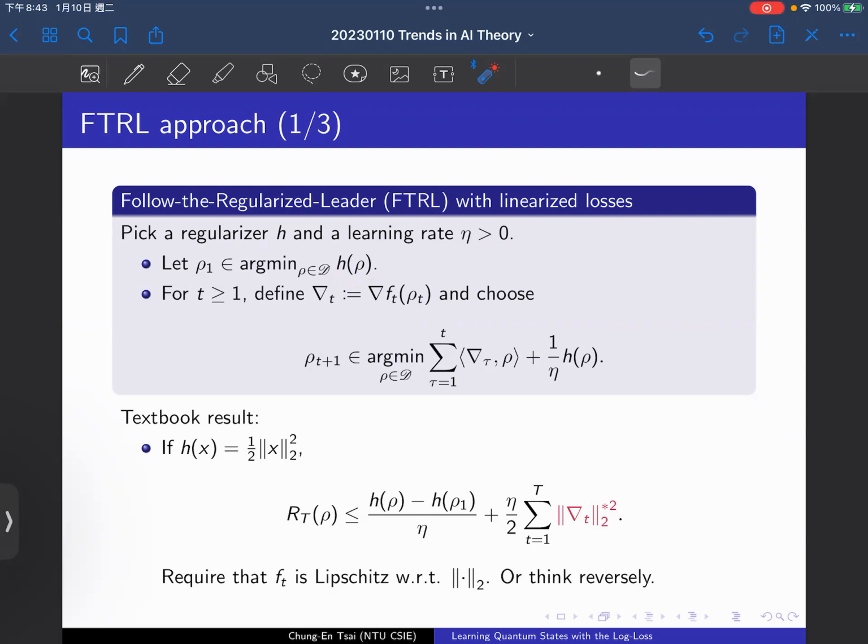For the following iterates, we define the notation gradient t to be the gradient of f_t at rho t. And we choose rho t plus 1 to be the minimizer over the density matrices, where the objective function is the summation of the inner product between the gradient and rho, plus a regularizer. The first part corresponds to the linearization of the loss function, so we have this first order approximation.